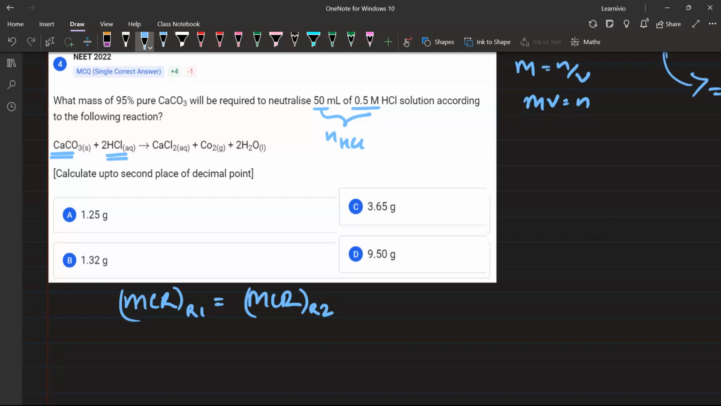So first of all, you calculate the number of moles of CaCO3 that will be required to neutralize this much amount of HCl. So here what you will do is, number of moles of CaCO3 divided by coefficient 1 will be equal to number of moles of HCl divided by 2. Number of moles of HCl you can calculate using this formula. Please convert this into liters. When you calculate the number of moles of HCl, you will get the number of moles of CaCO3. Then I will explain how to deal with the 95%.